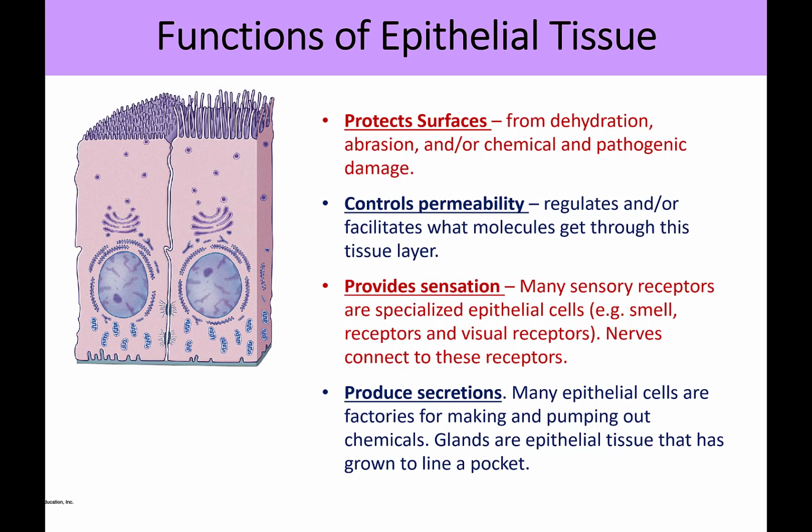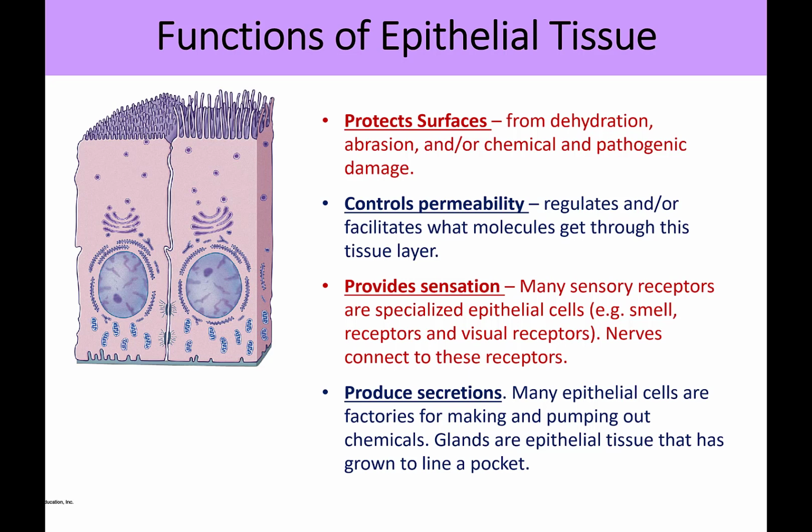Within epithelial tissues, you also find lots of sensory receptors that connect to nerves and help you sense the external environment. These receptors are things like smell receptors, taste receptors, visual receptors. Without these receptors as part of your epithelial tissues, you wouldn't be able to sense and connect to the outside world.